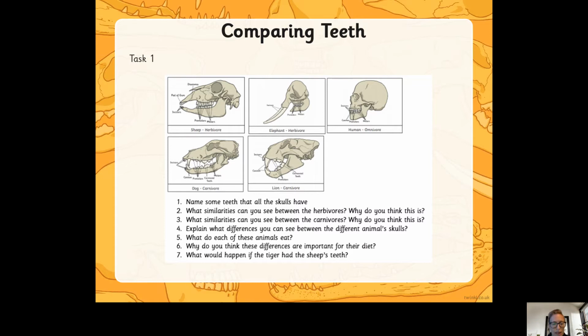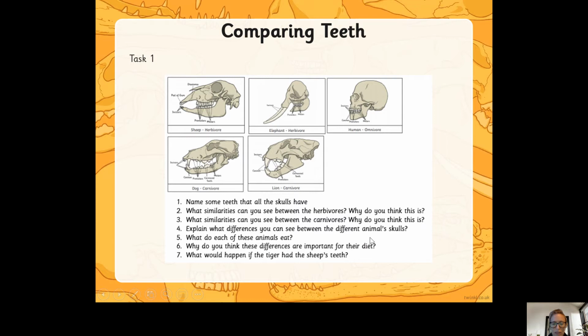So we've got question 1, name some teeth that all the skulls have. And again, it's quite tricky to see on here, but hopefully on your sheet or online you'll be able to see it a bit clearer. What similarities can you see between the herbivores? So, for example, the sheep and the elephant are both herbivores. What do you notice about them? Why do you think this is? And you've got the same question about the carnivores here. What similarities can you see between the carnivores? You've got a dog and a lion. And why do you think this is?